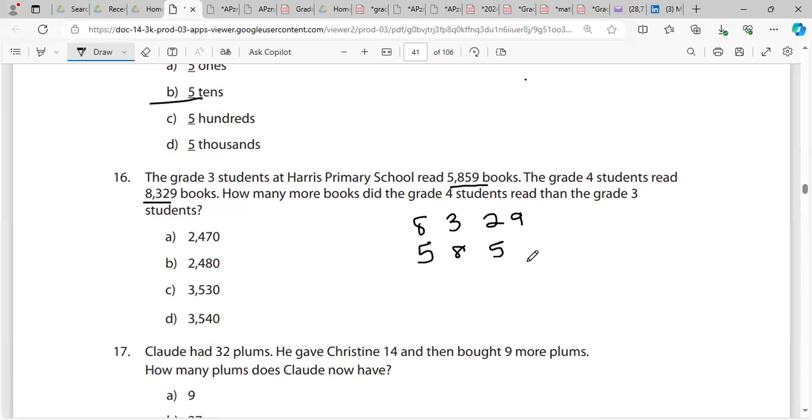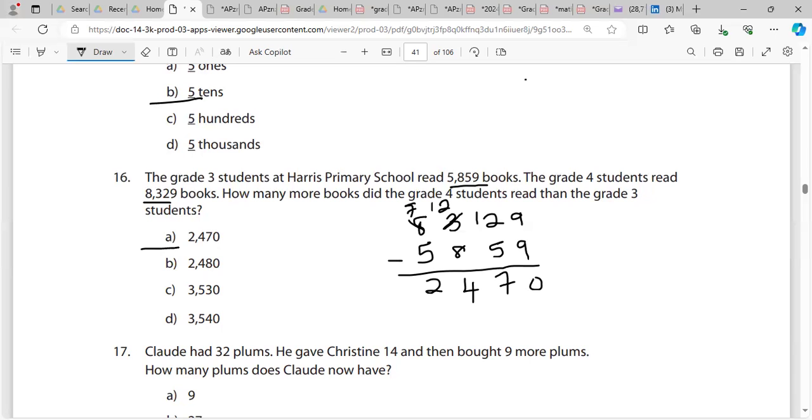Let's go, let's go. So we're going to subtract because it said how many more. 9 from 9 leaves 0. 5 from 2, you can't, so we're going to borrow. This leaves 2. The one that you borrowed is a 10, so you put it there, it becomes 12. And 12 take away 5 gives us 7. 8 from 2 we can't, so we are going to borrow again, and this leaves 7, and this becomes 12 again. 8 from 12 leaves 4, and 5 from 7 leaves 2. So it's 2,470. So that would be A in this case.